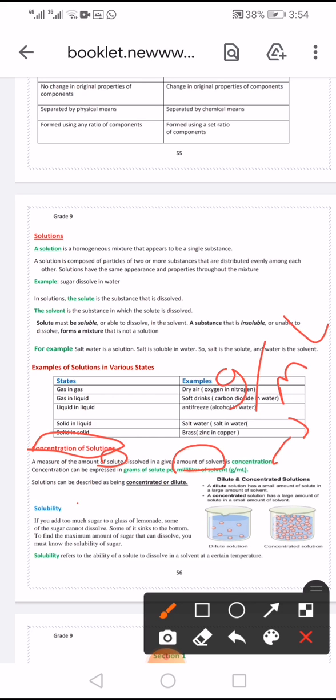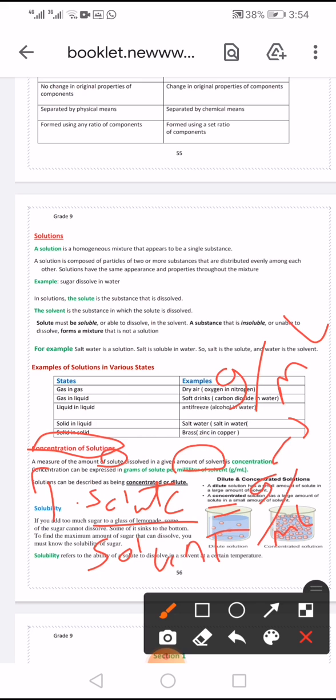So the amount of solute in solvent, in gram per milliliter. When the amount of solute increases in the solution, this is called a concentrated solution. While when the amount of solute decreases and the amount of solvent increases, this is called a diluted solution.